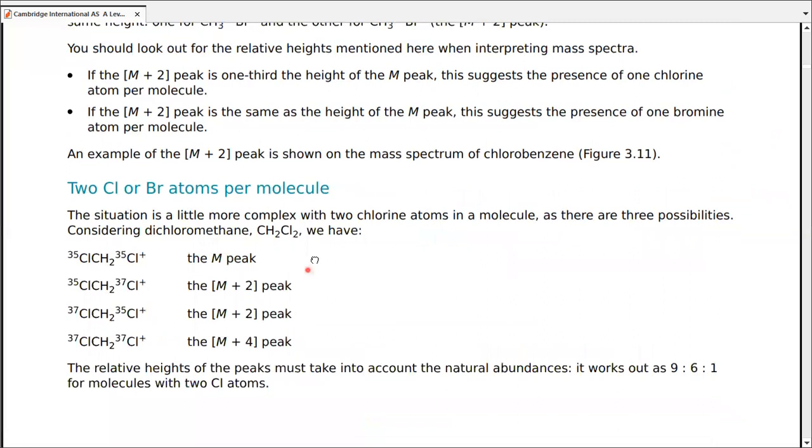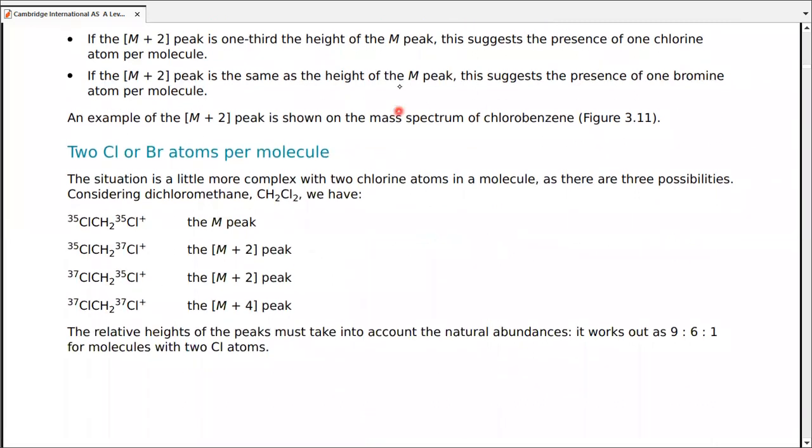With two chlorine and two bromine atoms, the chances become a little bit different. Let's consider two chlorine atoms first. Now the chances, if you have CH2Cl2, I'm taking the exact example that is shown over here, you have two chlorine atoms. Both of them can be made up of 35. First one 35, second 37, or second 35, first 37. This can be the chance, or both can be made up of 37, right?